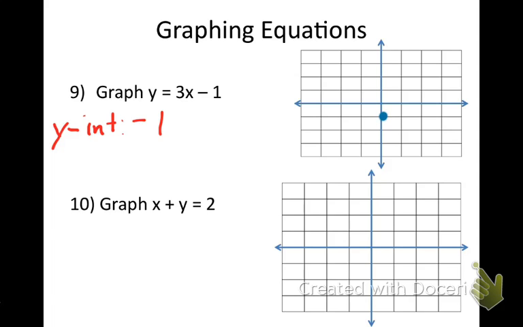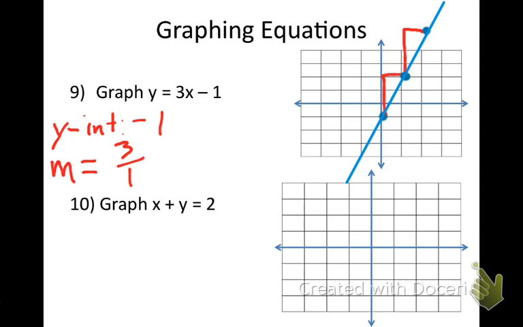There's negative 1. My slope. What's my slope then, John? 3 or 3 over 1. So from my y-intercept, I'm going to go up 3 over 1, up 3 over 1. Okay. Plot my points. And now I can take my line, connect them, and I get my graph.